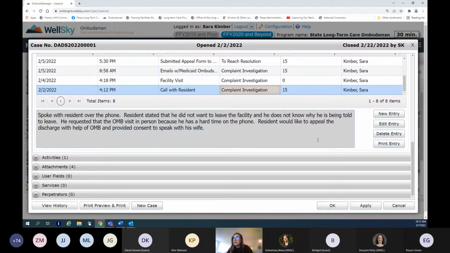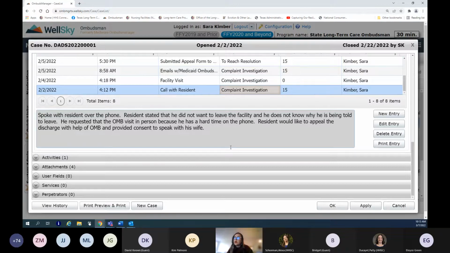So first and foremost, I'm going to look at this first journal entry, and we can see it's call with resident. So I spoke with the resident over the phone, and he clearly told me that he didn't want to leave the facility. He doesn't know why he's being told to leave. And he asked that the ombudsman visit in person because he has a hard time speaking over the phone. So we know we need to make a visit here. And the resident would like to appeal the discharge with our help. And he also provided us consent to speak with his wife.